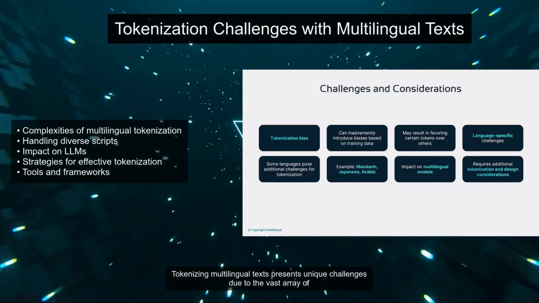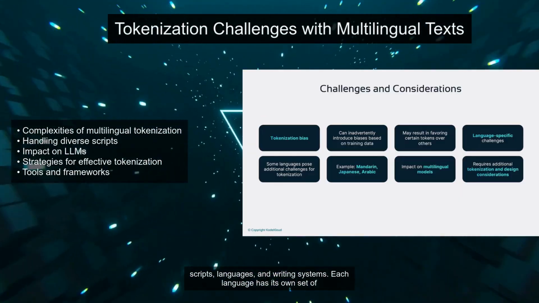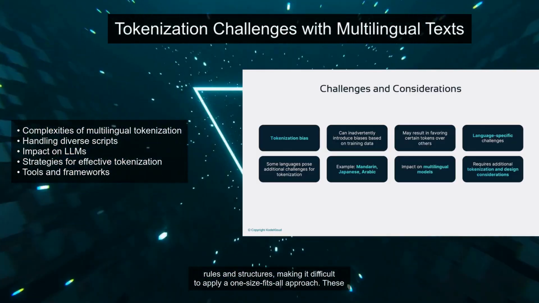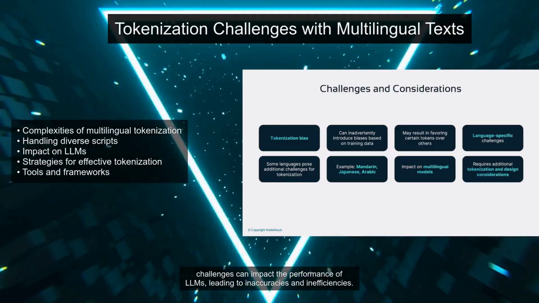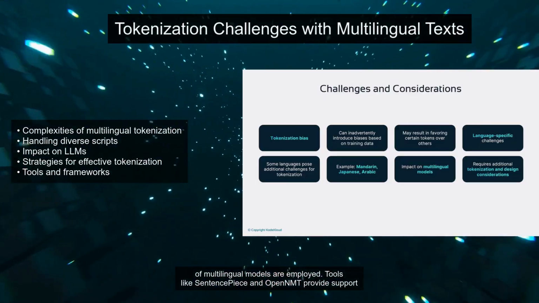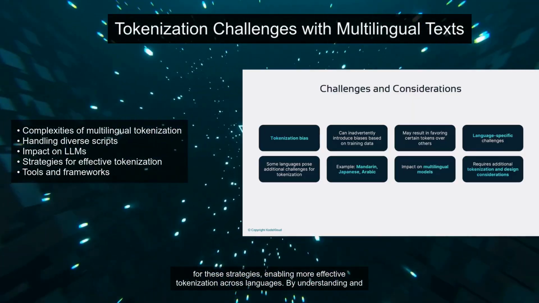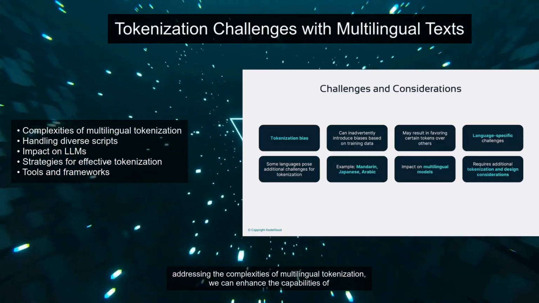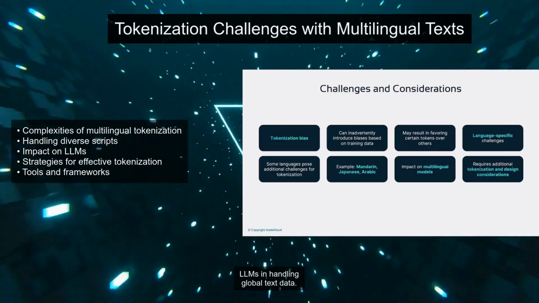Tokenizing multilingual text presents unique challenges due to the vast array of scripts, languages, and writing systems. Each language has its own set of rules and structures, making it difficult to apply a one-size-fits-all approach. These challenges can impact the performance of LLMs, leading to inaccuracies and inefficiencies. To address these issues, strategies such as adaptive tokenization and the use of multilingual models are employed. Tools like SentencePiece and OpenNMT provide support for these strategies, enabling more effective tokenization across languages. By understanding and addressing the complexities of multilingual tokenization, we can enhance the capabilities of LLMs in handling global text data.